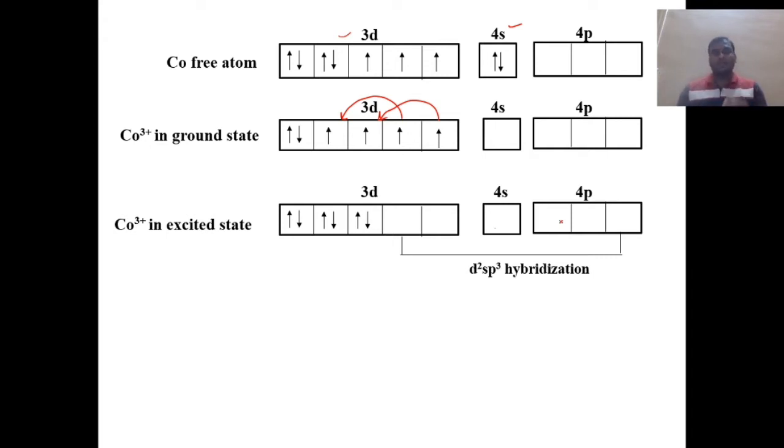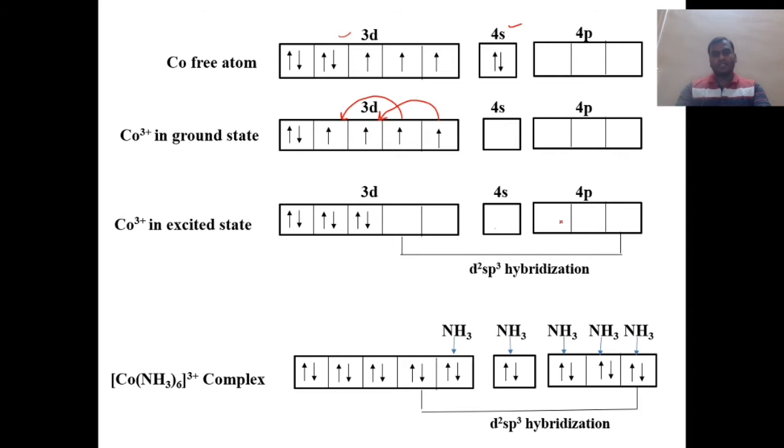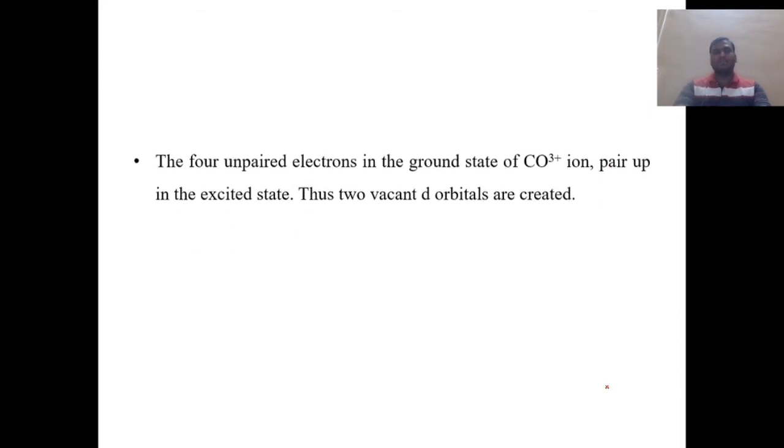These vacant orbitals overlap with the filled atomic orbitals of the ligand. The ligand donates a lone pair of electrons and undergoes d2sp3 hybridization. This is how the hexaammine cobalt complex forms. Here you can see all the electrons are paired. Two d orbitals are used in the hybridization, then one s and 3p, so the total hybridization of the hexaammine cobalt complex is d2sp3. The four unpaired electrons in the ground state of the cobalt 3+ ion pair up in the excited state.